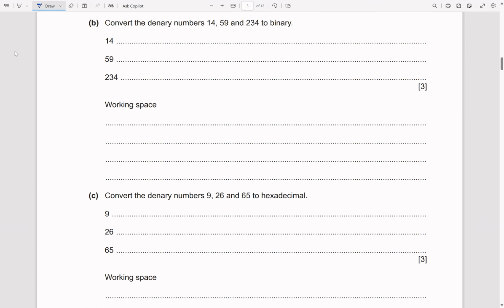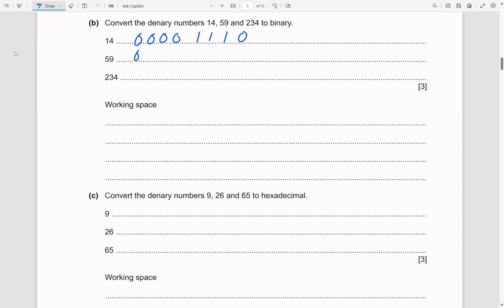For part B, it says convert the denary numbers 14, 59 and 234 into binary. And it is a bit strange how they want us to do this 3 times, 3 different questions. So 14 then, there won't be a 128, there won't be a 64, there won't be a 32, won't be a 16, but there will be an 8, then there will be a 4, that gives us 12, and then there will be a 2, that should be fine.